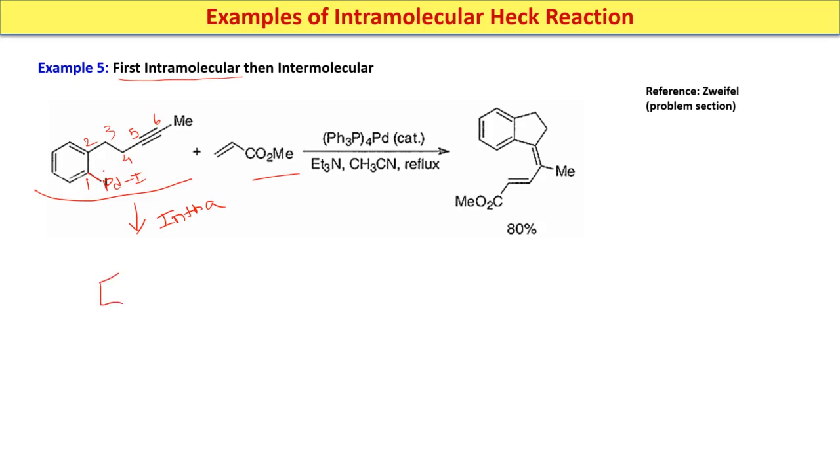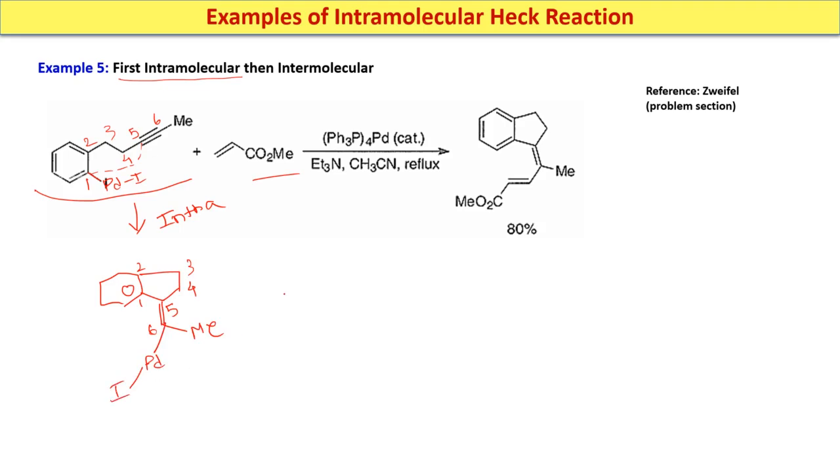And after that, here at the 1 and 5 positions, that means this is the connection point, so we will get a 5-member ring. And this is 1, 2, 3, 4, 5. Now this is our 6th position, and at the 6th position we have methyl also. But PdI will be connected here.